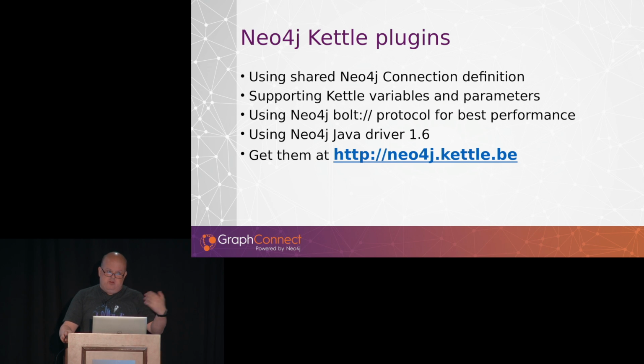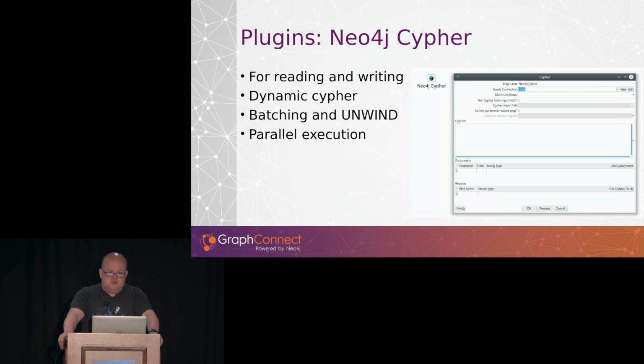We're doing very regular releases of those plugins because they're getting a lot of mileage now out in the field, and we get a lot of feedback and new feature requests from the field. So the Neo4j Cypher step is the first one. That one allows for reading and writing. It allows dynamic Cypher queries to be constructed in previous steps using a little bit of JavaScript or from some file, whatever, and then execute them. It does support batching, of course, for node creation or merges. And it also supports unwind statements and parallel execution, of course. I will show some demo later on about that.